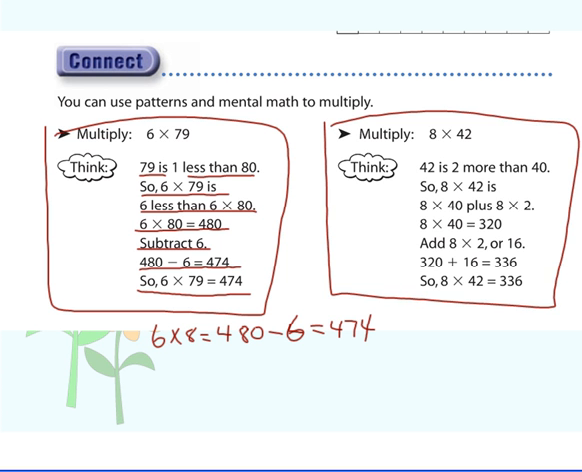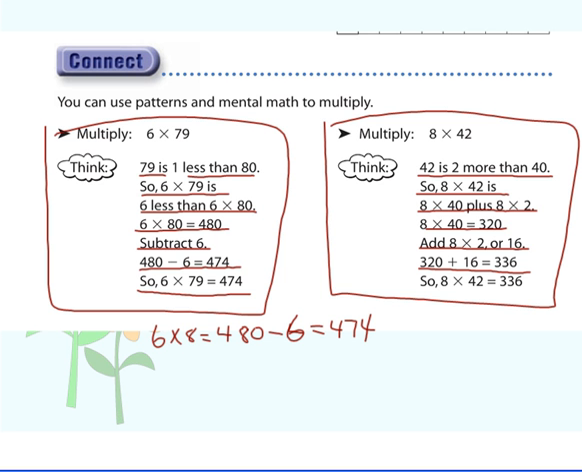Here we're going 8 times 42. So 42 is 2 more than 40. So 8 times 42 is 8 times 40 plus 8 times 2. So 8 times 40 is 320. Add 8 times 2, which is 16. So 320 plus 16 is 336. So 8 times 42 is 336.